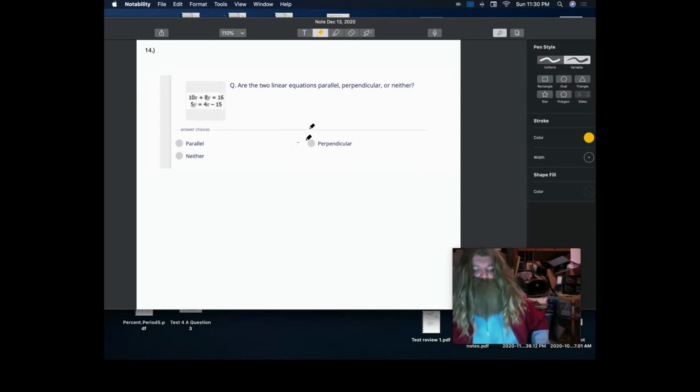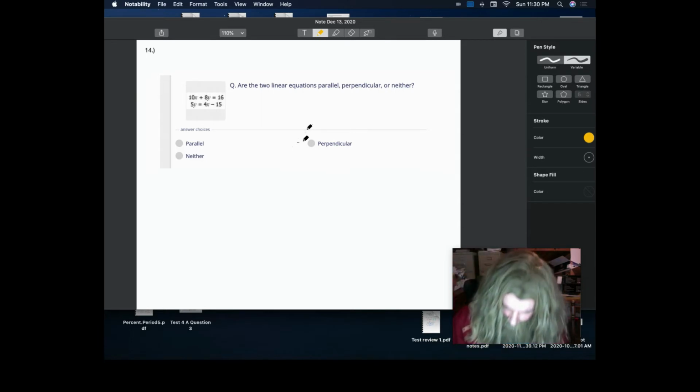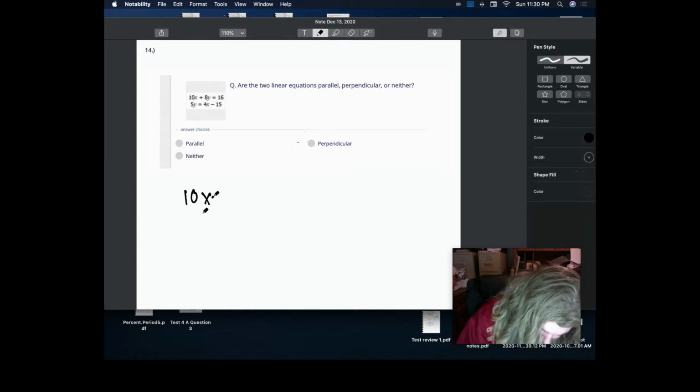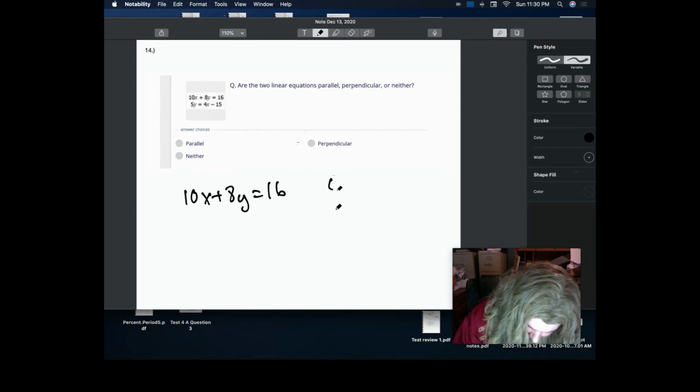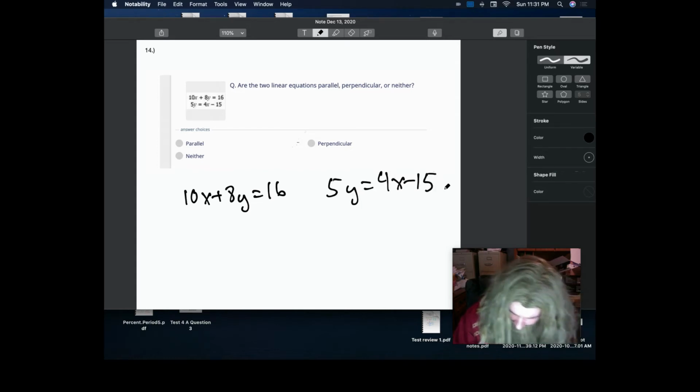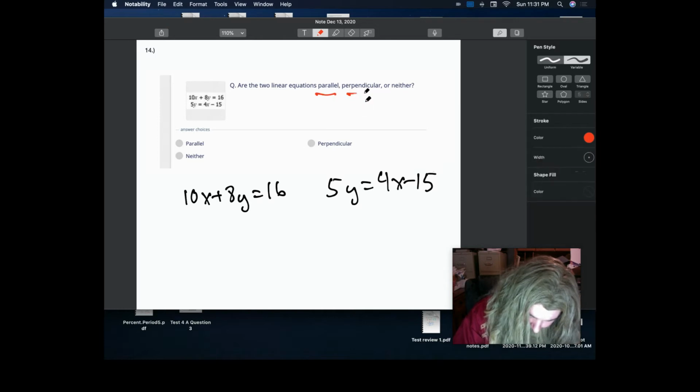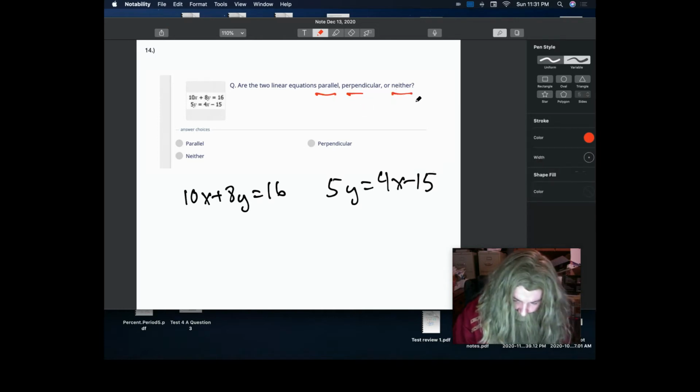Finally, a worthy challenge for the Thor. Let's see what to do here. We know that we have the equation 10x plus 8y equals 16. We have another equation 5y equals 4x minus 15. So the first question is, what do I need to do to figure out if the lines are parallel, perpendicular, or neither? Well, one way to do it.